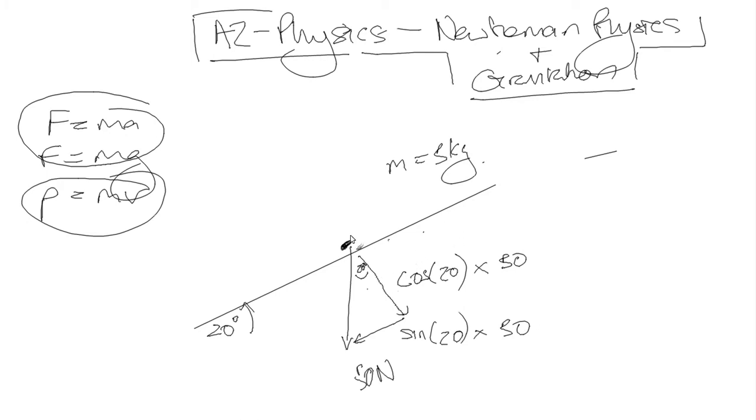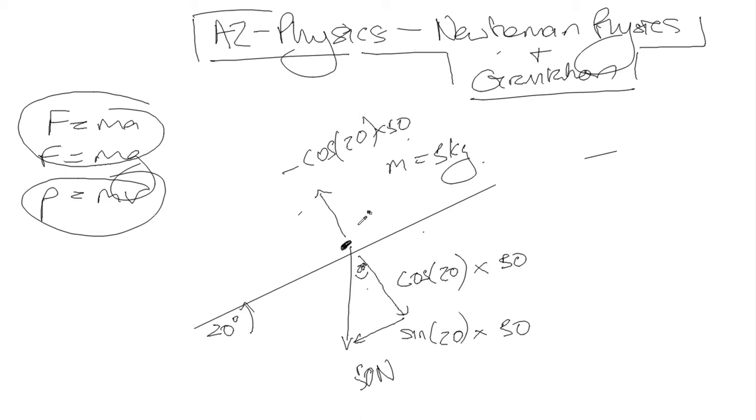Of course, because of Newton's third law, we'll have an opposite force of minus cos 20 multiplied by 50 acting from the slope outwards. But that force won't have any impact on the way the object moves down the slope because it's not acting down the slope.